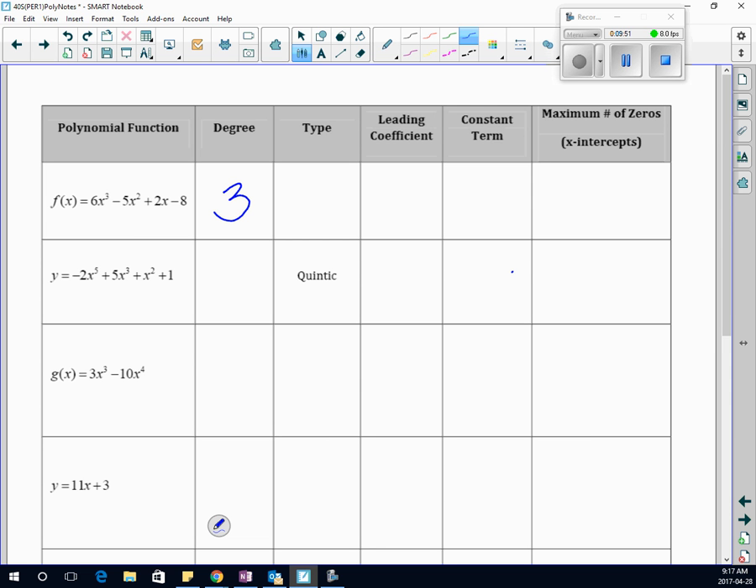What type is this? If the highest power is 3, what is it called? It's a cubic function. Very good. What's the leading coefficient? 6 is positive 6, which means what? It's going to?